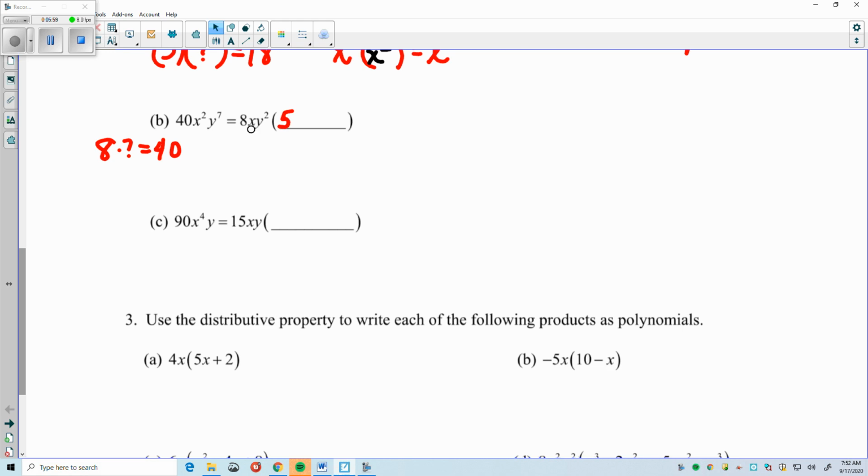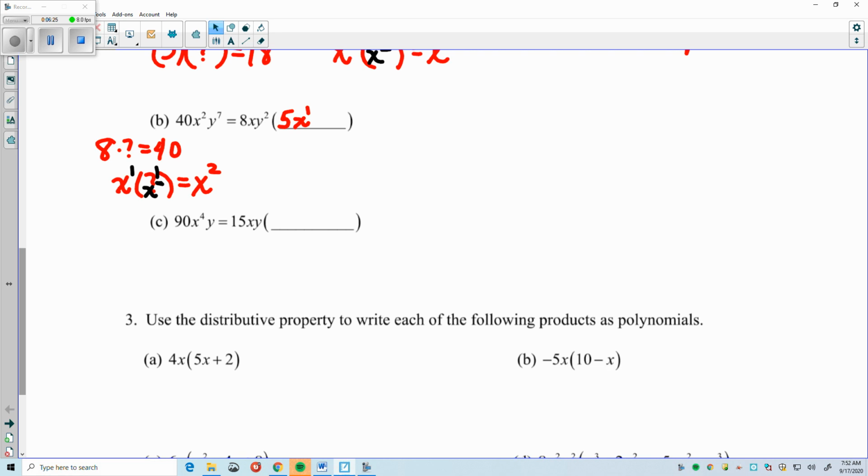Okay, if I start with the x's, start on this side. So I have x times something is going to equal x squared. So again, I have to think, what would the exponent be? This is x to the 1st. So x to the 1st, x to the, I have to think, what am I going to add? That should be another 1 in order to get 2. So I have x to the 1st.